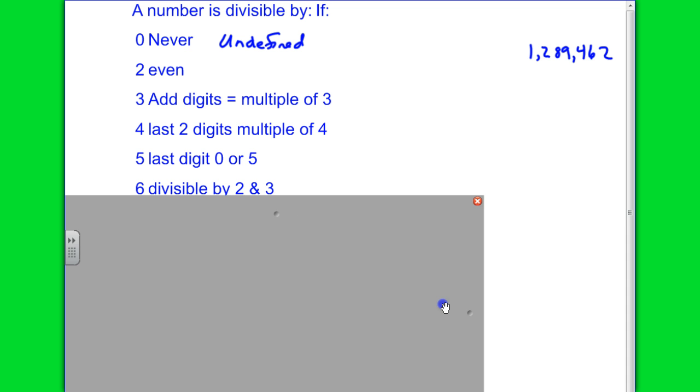Okay, so is this number divisible by 7? No. And you know what? I doubt you know this rule if you didn't know these other ones. So let me teach it to you. It's a really interesting rule. Give me some big number that we know 7 goes into.